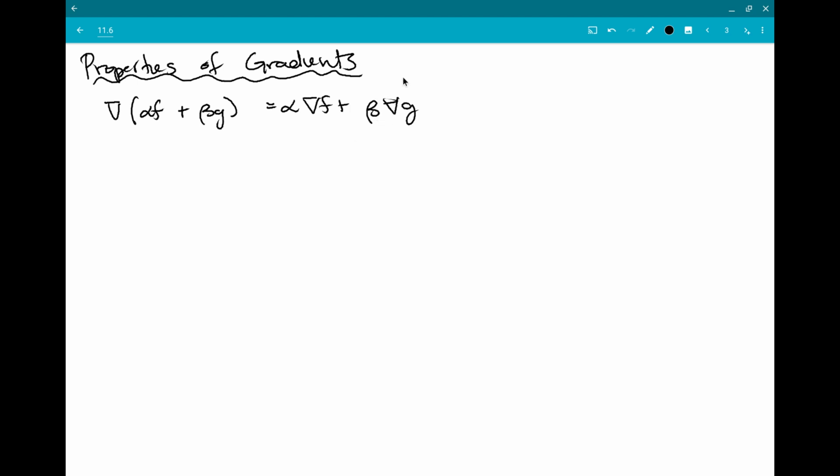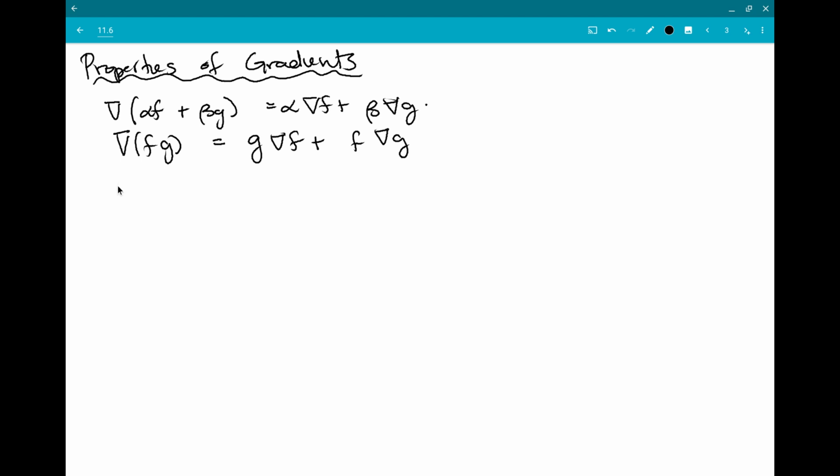For two functions, f and g, there's going to be a product rule. So the gradient of f times g is going to be g times the gradient of f plus f times the gradient of g.